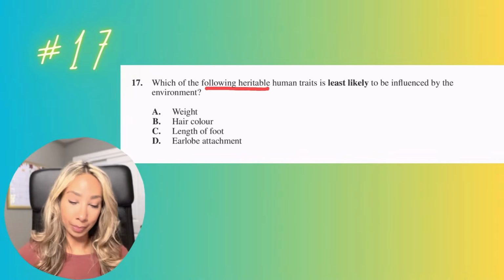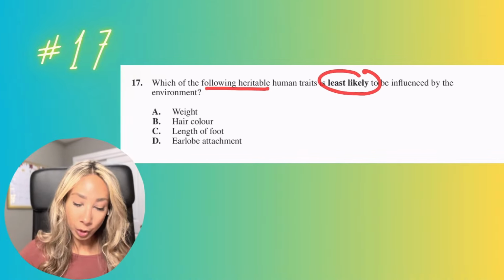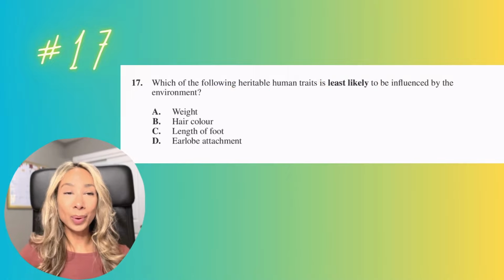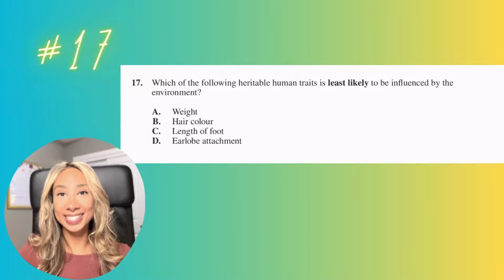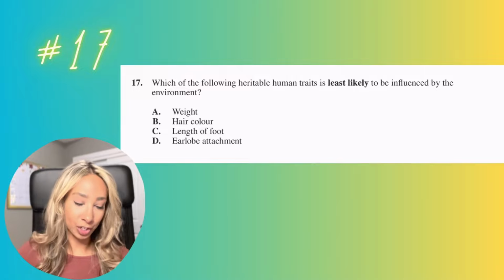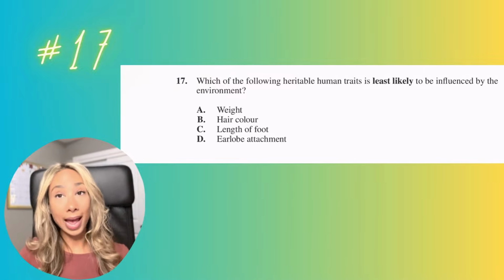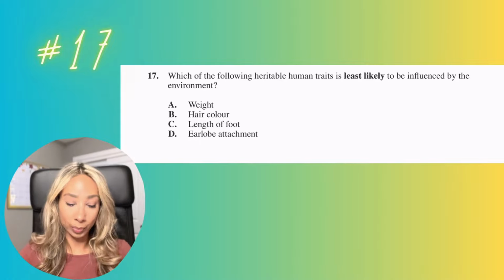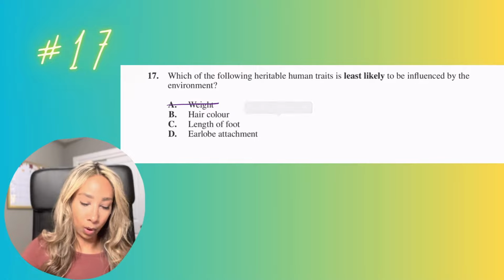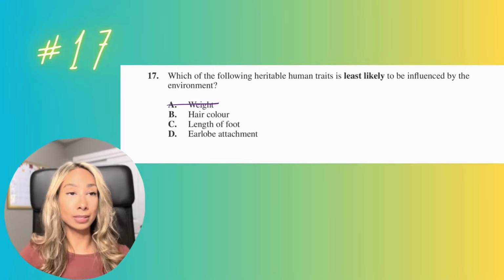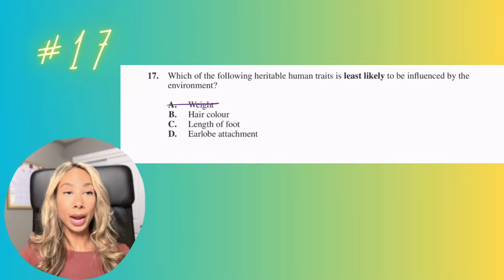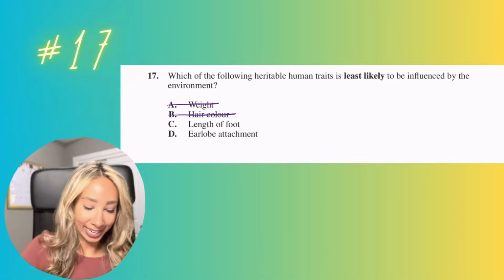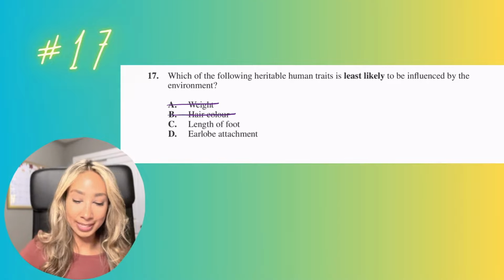Okay, number 17. Which of the following heritable human traits is least likely to be influenced by the environment? So basically what they're asking us is which of the following is more likely to be part of our genes. So our weight can fluctuate with environmental conditions of what we choose to do in terms of exercise and what we eat. So that one is really going to be more about the environment than about our genes. Option B, hair color. Well, my hair color is a great example of it, right? It's really dark and I've lightened it. So that, again, is the environment.